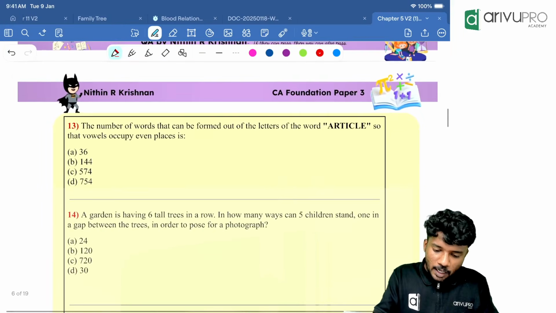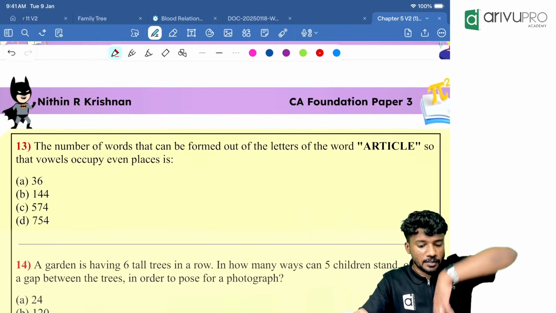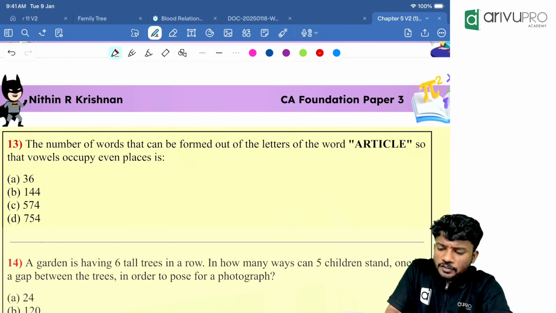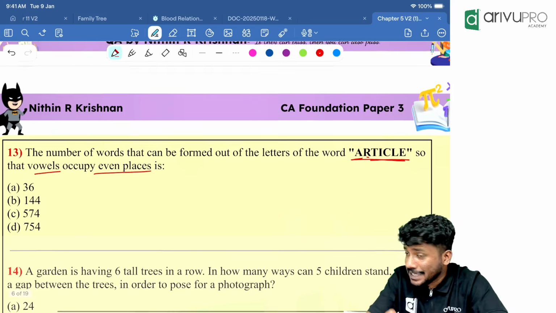I want to ask you this question. Have a look at the question. Very easy question. The number of words that can be formed out of the letters of the word ARTICLE so that vowels occupy even places.